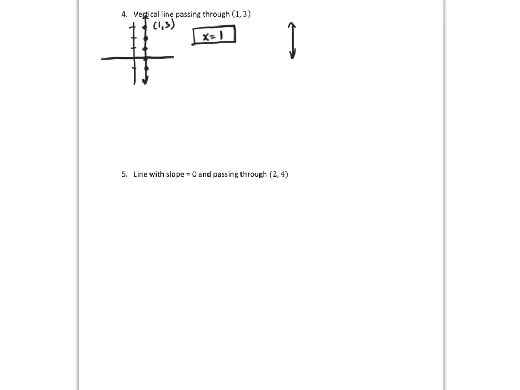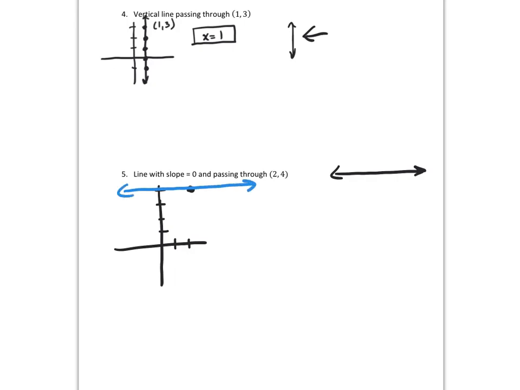And number 5 here, slope is 0. I know a line that's horizontal has a slope that's 0, just like this one has a slope that's undefined. So if I've got (2, 4), and a line like this, tell me something. What's consistent about every ordered pair on that line? They all have the same y value, and the y value is 4, and that's the equation of the line.